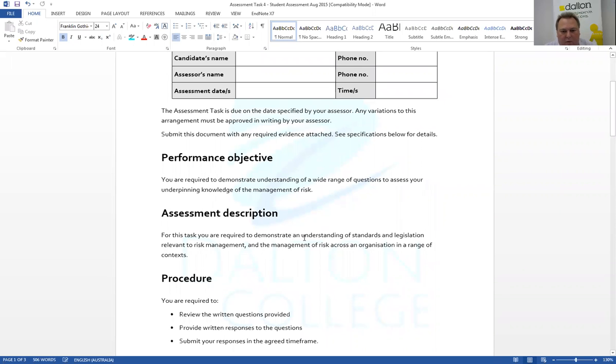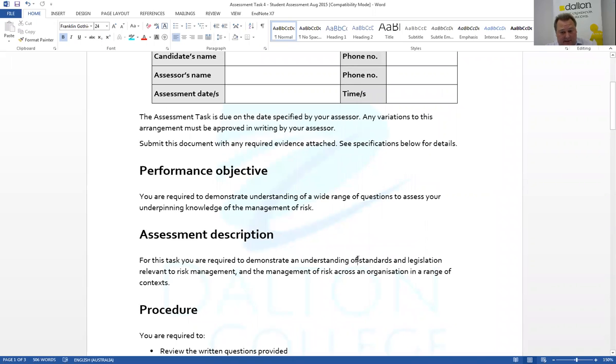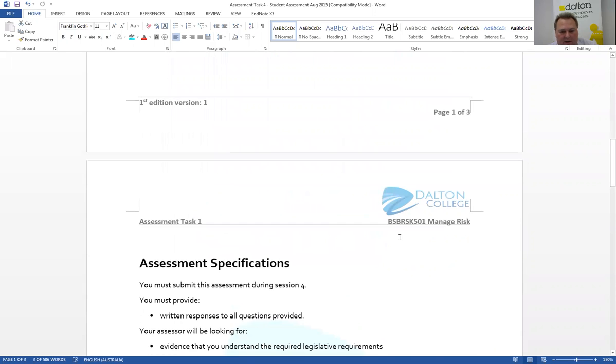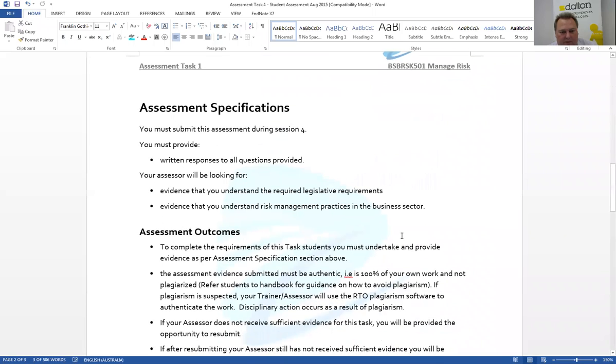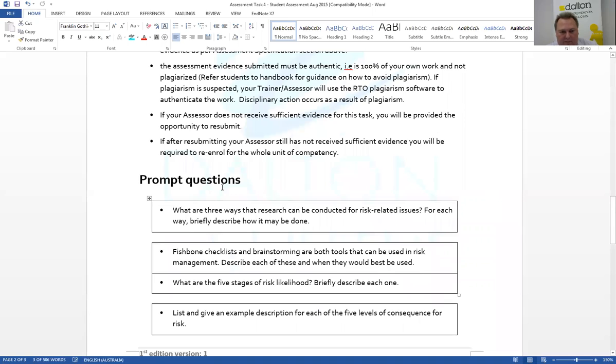So for these tasks, you're required to demonstrate an understanding of standards and legislation relevant to risk management and the management of risks across an organisation in a range of contexts. So, understanding of standards and legislation. You will be presented with a series of questions, provide written responses to the questions, and as we're scrolling down, here are the questions here, prompt questions.